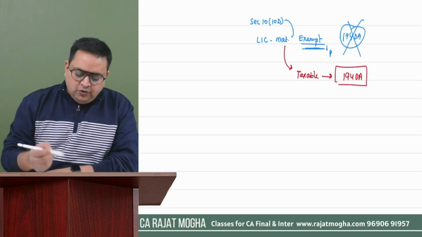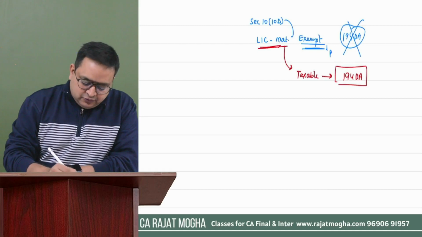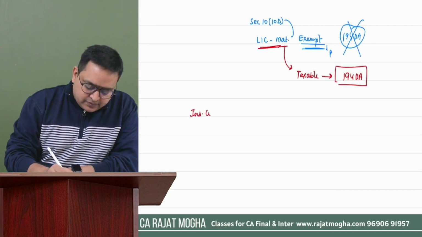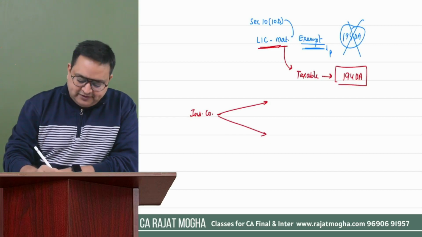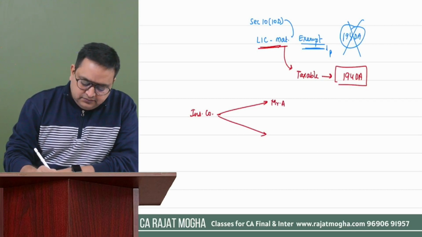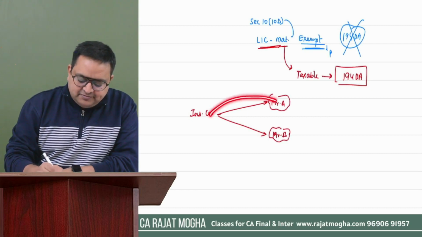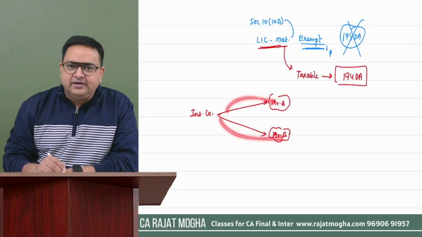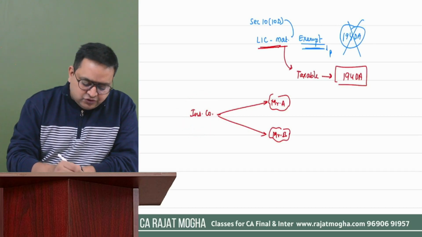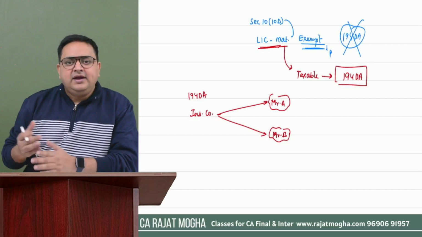So who is paying the LIC amount at maturity? The insurance company will be paying. Let's say there were two persons, Mr. A and Mr. B. They were having their LIC. Now this insurance company is paying the LIC amount on maturity to Mr. A and also to Mr. B. Whether this insurance company will be deducting TDS under section 194DA, it depends.